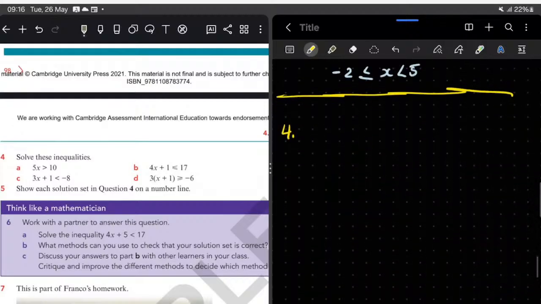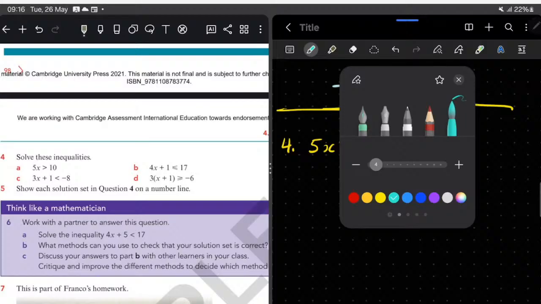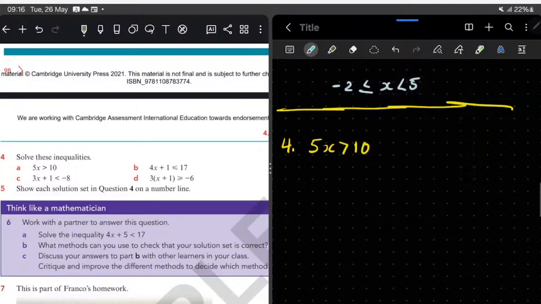Let's do question 4 now. We have 5x greater than 10. We are supposed to solve. Then after solving, we are then supposed to sketch on a number line, which we are good at, okay? So what we just have to master now is solving. Then we can sketch on the number line.